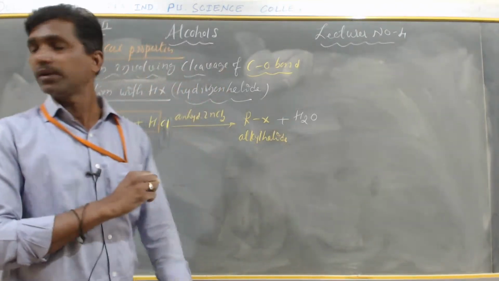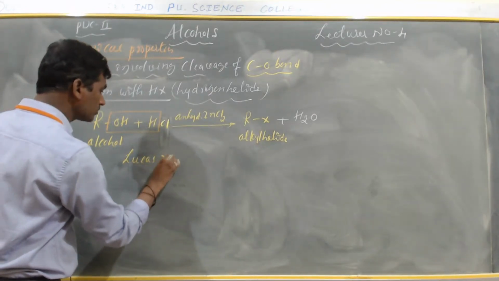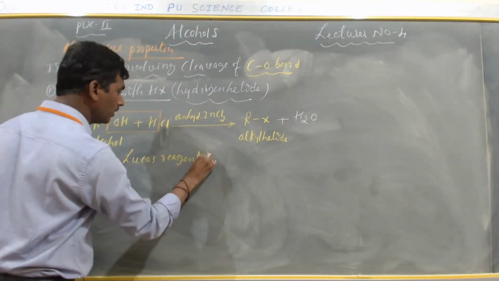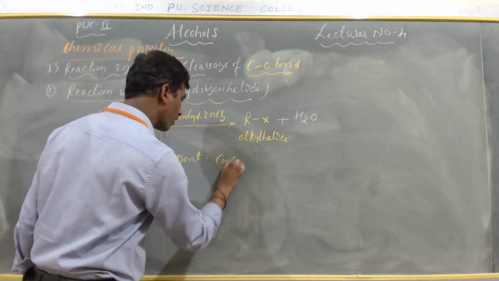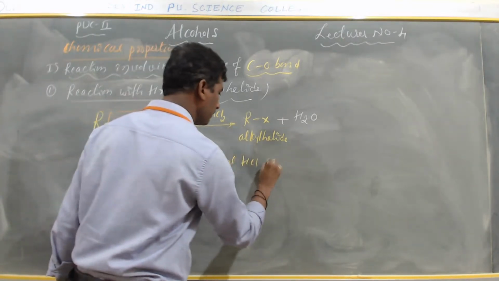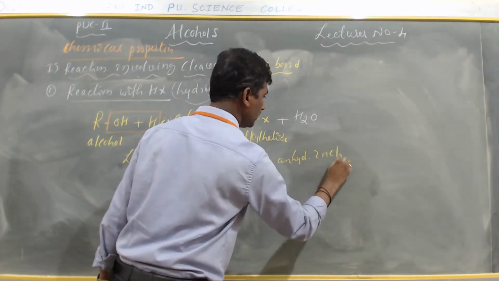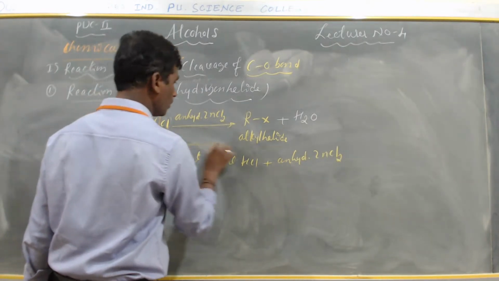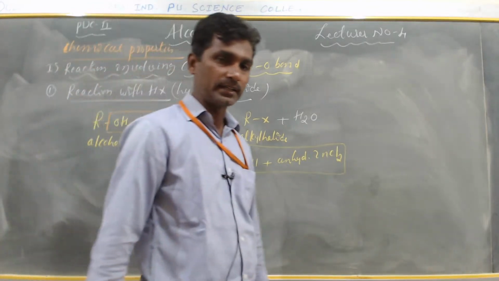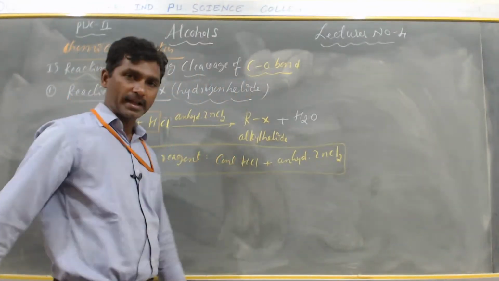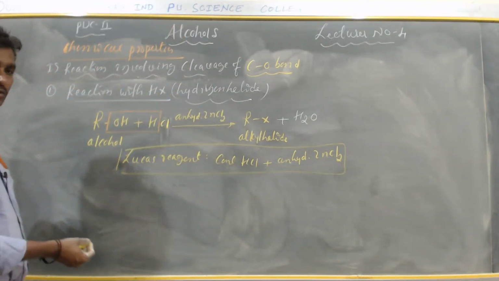Now here I can write one more important thing: Lucas reagent. What is this Lucas reagent? It is a mixture of concentrated HCl plus anhydrous zinc chloride. It is called Lucas reagent. In the examination, this is a 1 mark question: what is Lucas reagent? A mixture of concentrated hydrochloric acid and anhydrous zinc chloride is called Lucas reagent. What is the use of this Lucas reagent?